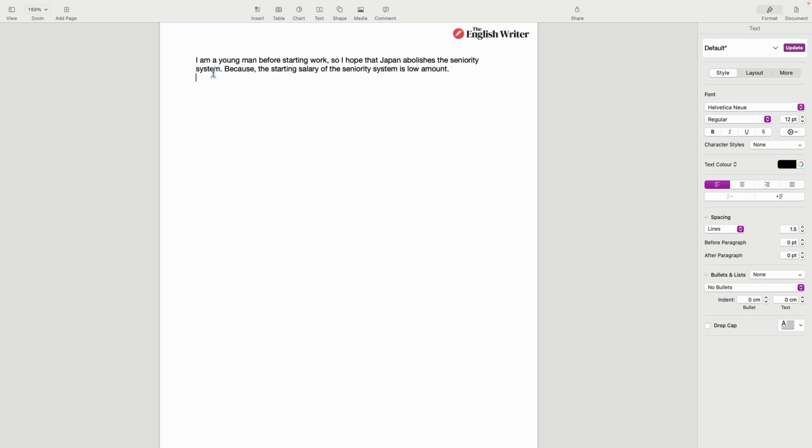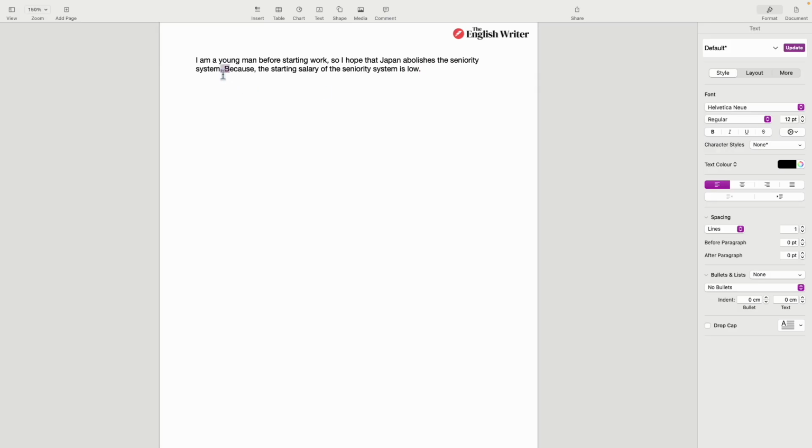Okay, so first of all, let's correct the things which are unnecessary or grammatically incorrect before we even look at because. And I would just take that. Is low. The starting salary of the seniority system is low. You could say the starting salary of the seniority system is a low amount, because amount is a noun, it requires that article. Okay, I am a young man before starting work, so I hope that Japan abolishes the seniority system.